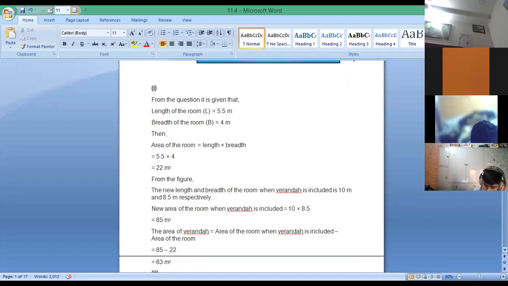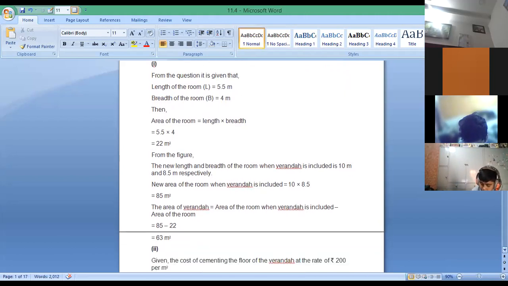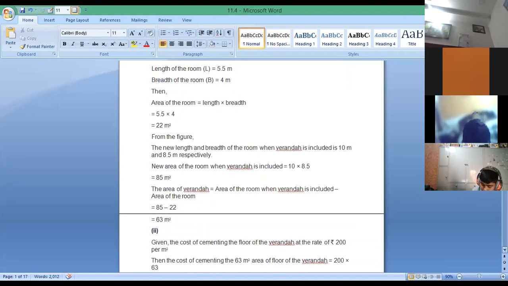Absolutely correct. Now in the B part it is given the cost of cementing the floor of the veranda at the rate of rupees 200 per meter square. The cost of cementing is rupees 200. So 63 will be multiplied with 200. 63 when multiplied with 200, how much will you be getting? That will be the cost of cementing the floor.